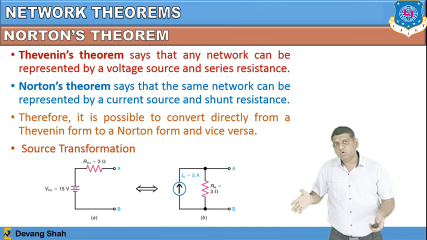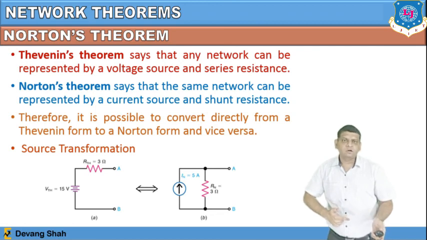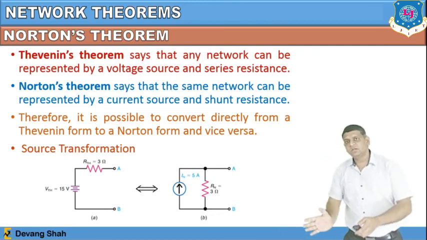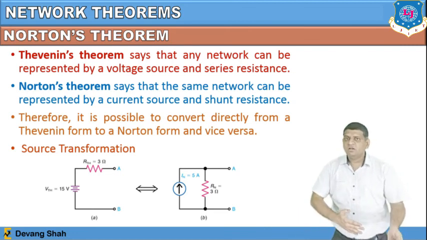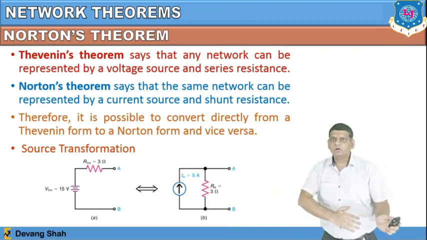The same 3 ohm resistance that was in series with the voltage source, you have to connect in parallel with the current source, right? So that's called the source transformation. So ultimately here Norton is nothing but the source transformation of Thevenin and vice versa. So Thevenin is more related to the voltage source and Norton is more related to the current source.